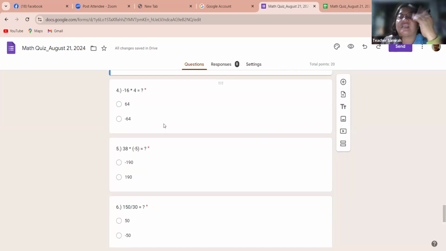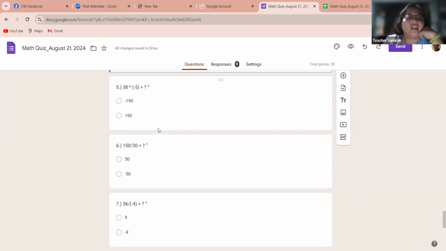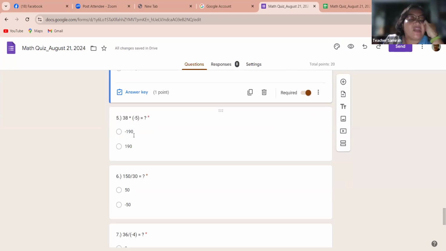Negative 16 times positive 4. Sorry. Negative 16 times positive 4. We are going to multiply two integers having different sign. What will be our answer? Will it be positive 64 or negative 64? Negative 64. Very good. Okay, next.